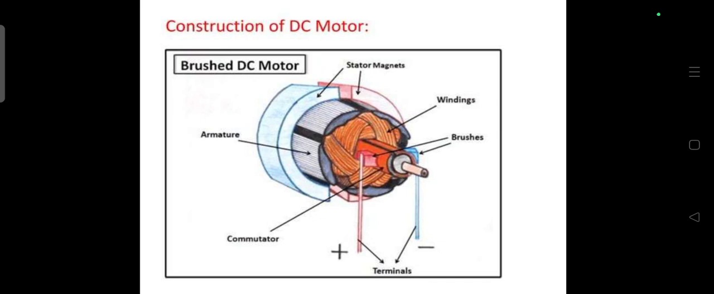Next one is construction of DC motor. Now you see the diagram of a DC motor. That is a brushed DC motor. It shows the stator magnets, then windings, then brushes, then commutators, then terminals, then armatures. These are the important parts of the DC motor.